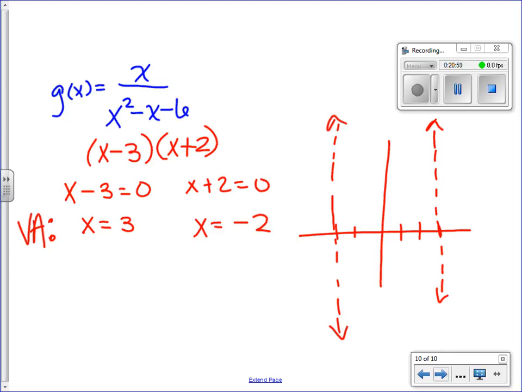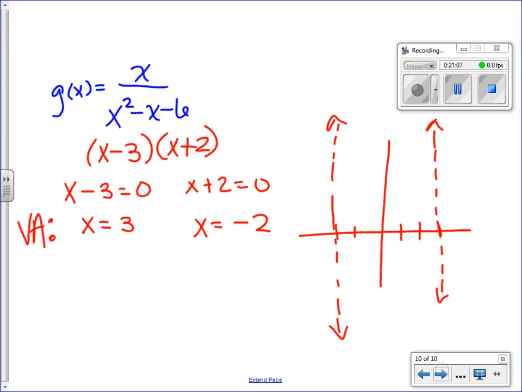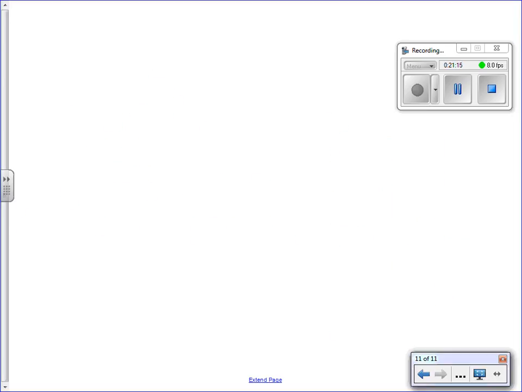But we will do a hole in the graph. Alright, so we talked about that didn't cancel out. Okay? If it cancels out, if you factor the top and you factor the bottom, and something cancels out, it's not an asymptote, but it is a discontinuity. It's just a hole in the graph. Okay? So let's say, here, I'll use that last one. What was it? X squared.